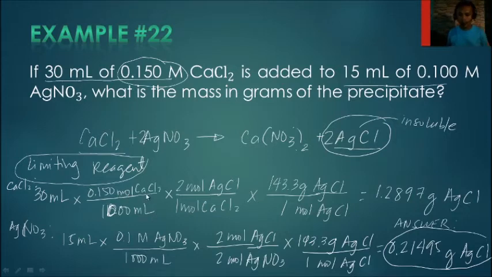So, ginawa ko siyang ml para madali siyang ma-multiply sa 30 ml. And then, in terms of relationship between the stoichiometry coefficient, so there will be 2 moles of silver chloride per 1 mole of calcium chloride. Yan. Then, multiply na natin sa magiging molar mass ng silver chloride. So, you will obtain 1.2897 grams.